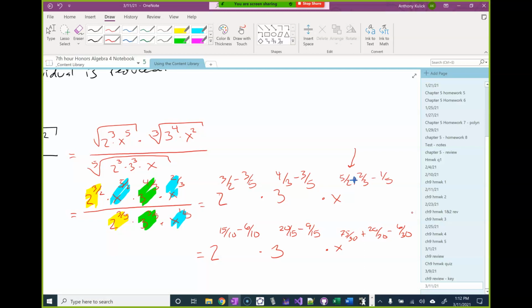Alyssa: Why is that added? Because those two are in the numerator, so they're being multiplied together. Oh. Is that it? Yep. Okay.